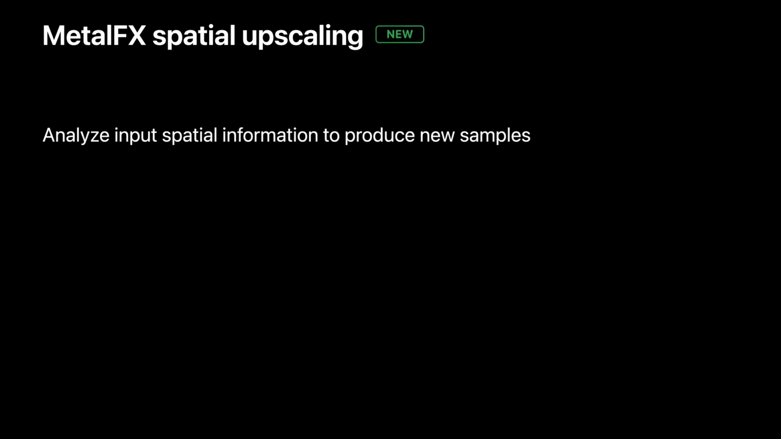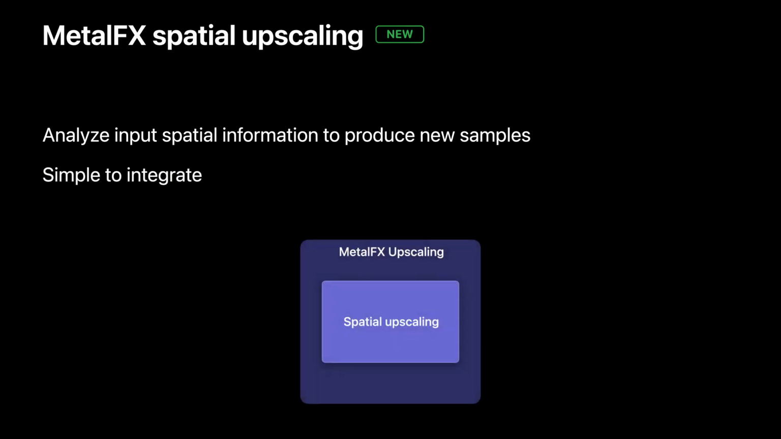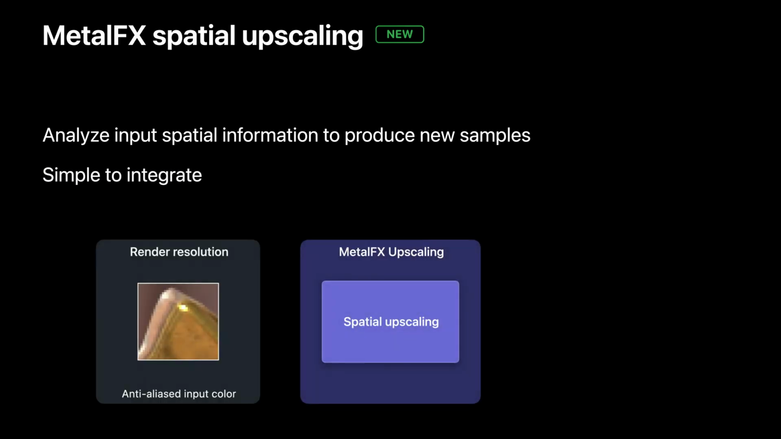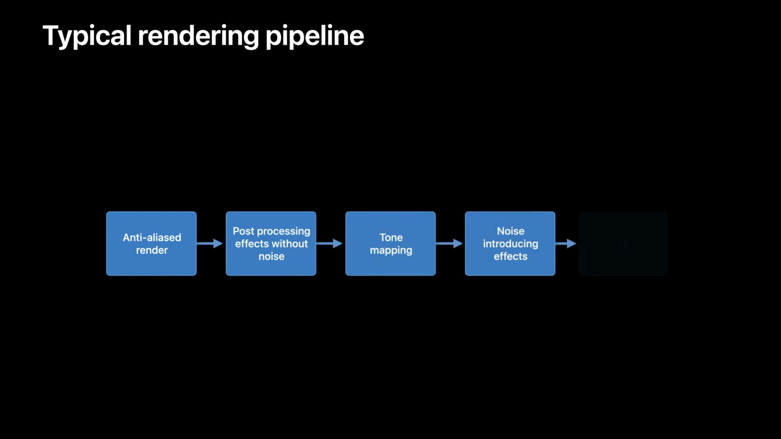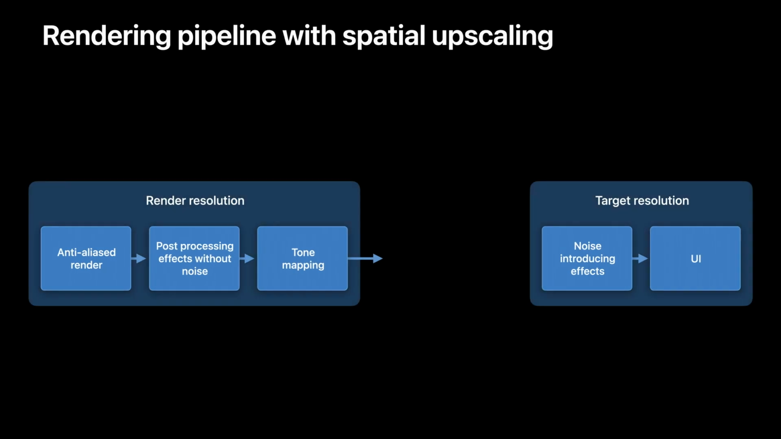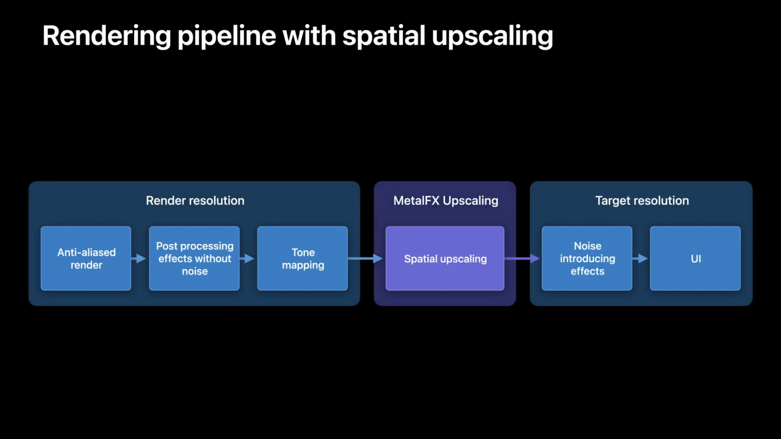MetalFX Spatial Upscaling analyzes the input's spatial information to produce new upscaled samples. Integrating spatial upscaling is simple. It only requires anti-aliased input color to produce a spatially upscaled color output. In a typical game rendering pipeline, there are various rendering passes, including anti-alias render and various post-processing effects. Add MetalFX Spatial Upscaling right after the game's tone mapping process is completed. It will perform best if the input has been tone mapped and is in a perceptual color space.